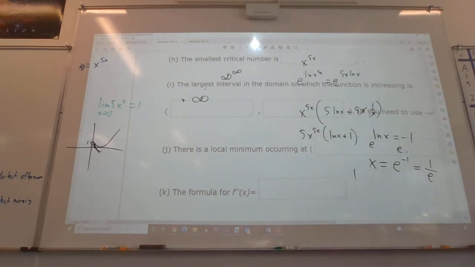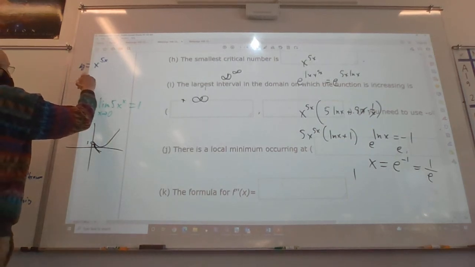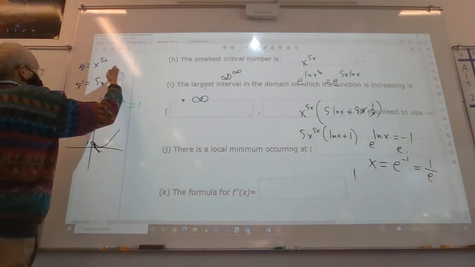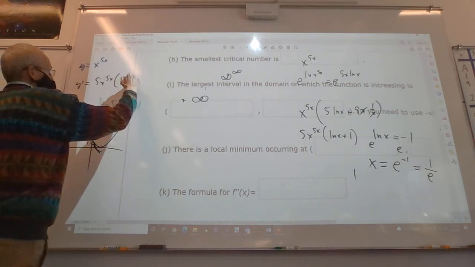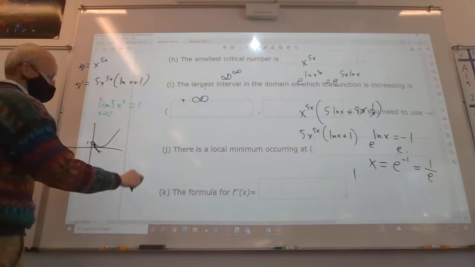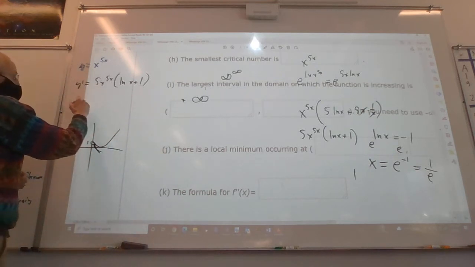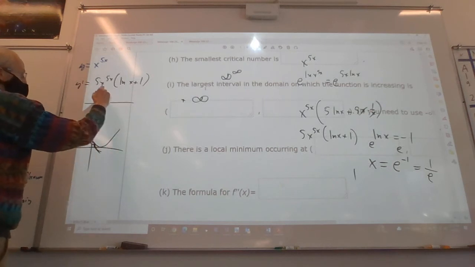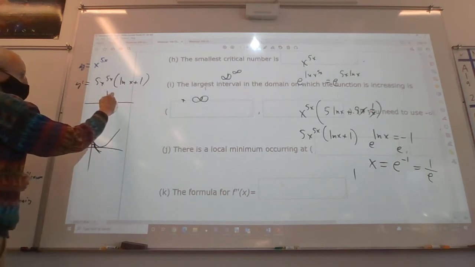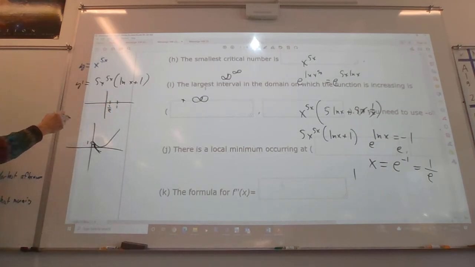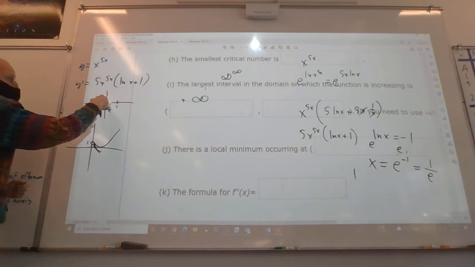Where is the derivative positive? Okay, the derivative, y prime, is 5x to the 5x times ln of x plus 1. The critical point is 1 over e. So we only have to look at, so here's 1 over e, that's like 1/3 or something. So here's 1, here's 1 over e. So all we gotta do is look at what is the derivative on this side and what's the derivative on that side.